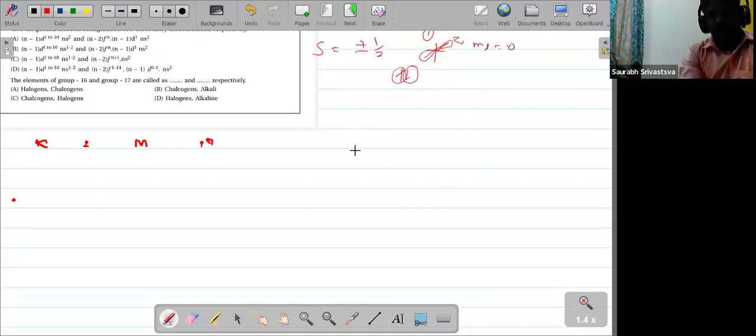For example, K shell, n value equal to 1.